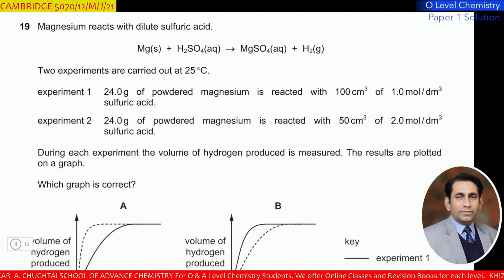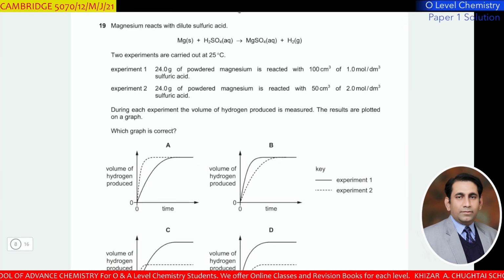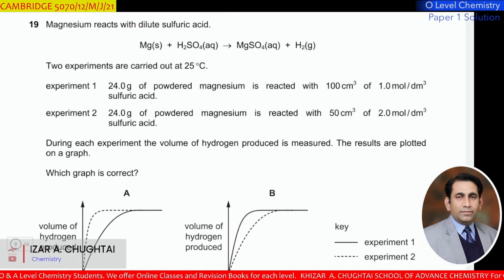Question number 19. Right. Magnesium reacts with sulfuric acid. I am going to zoom it out.